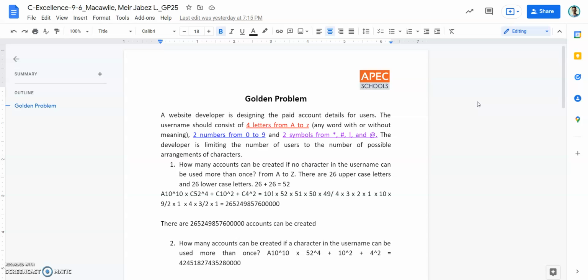over 4 times 3 times 2 times 1 times 10 times 9 over 2 times 1 times 4 times 3 over 2 times 1 is equal to 26 billion, 52498576000000. So that's a lot. So there are 26 billion accounts that can be created.